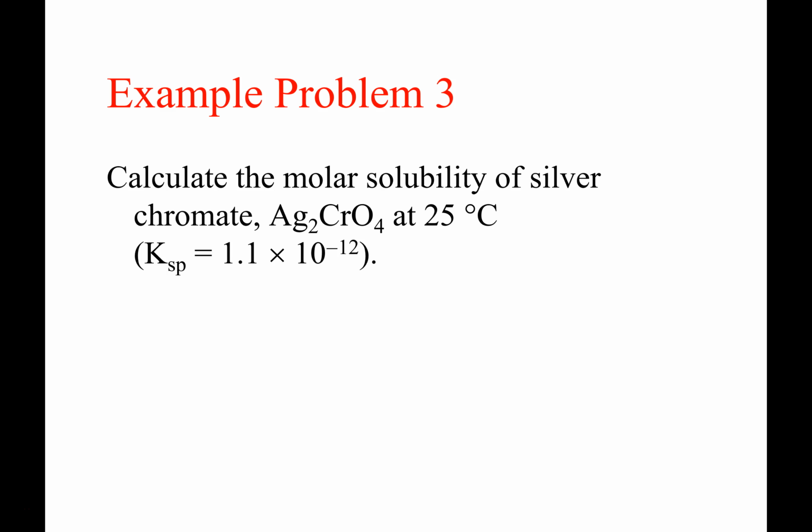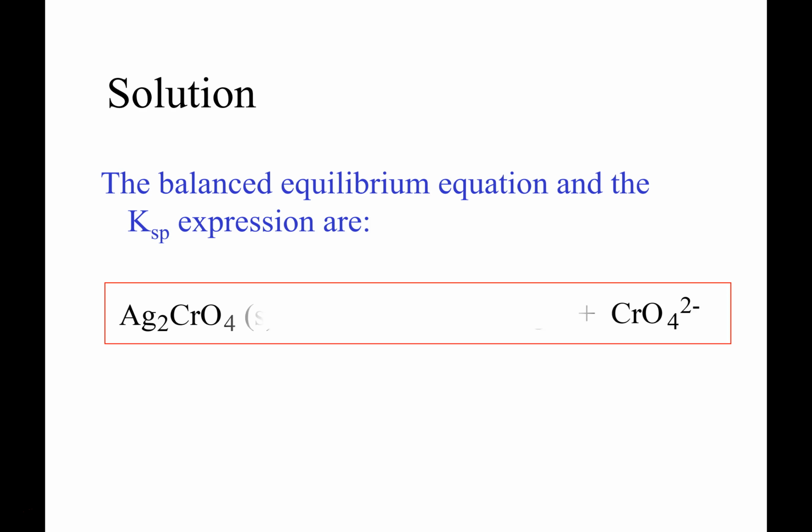Well, let's change it up a little bit. Things become a little more interesting when the stoichiometry changes, which it does for this one. We have another salt that is generally insoluble, silver chromate, and KSP is given. We're supposed to come up with the molar solubility. We should always write how the salt is going to ionize. So in this case, we're going to end up with 2 particles of your Ag+ and 1 particle of your CrO4 2-.